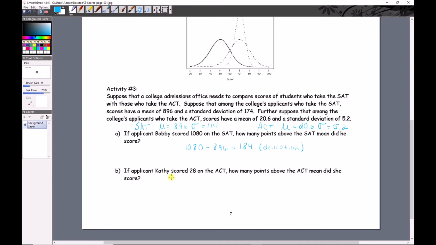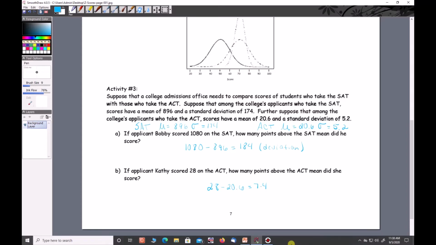If applicant Kathy scores a 28 on the ACT, how many points above the ACT mean did she score? We'll get her deviation. 28 minus 20.6 should give you 7.4. Again, that's also a deviation. I'm not going to bother writing it again. But even here, this is not a comparable thing if you're in an admissions office, so you need something that is.